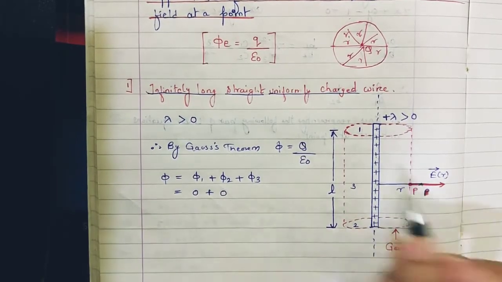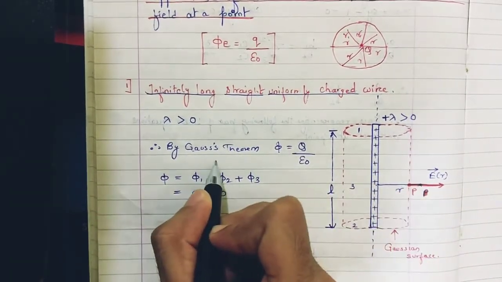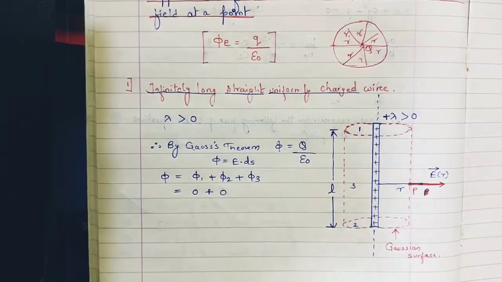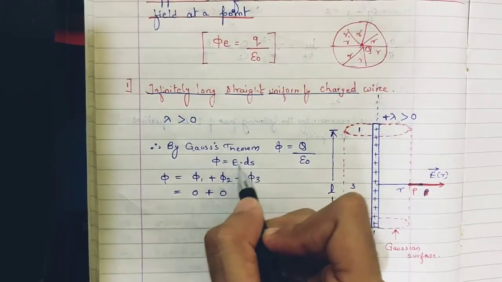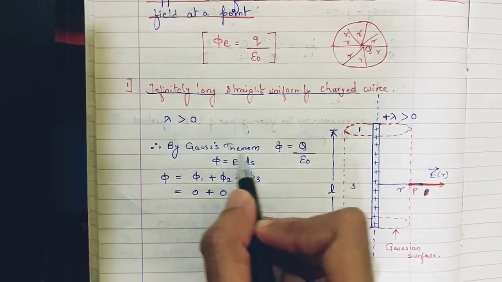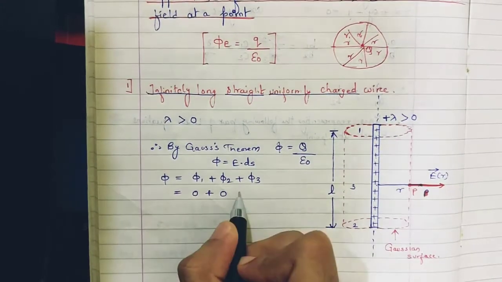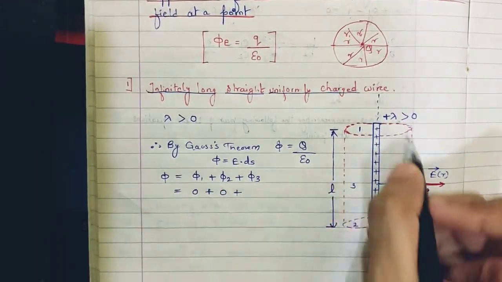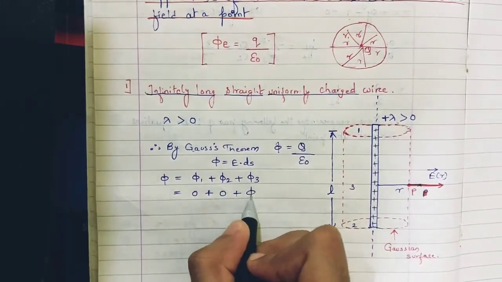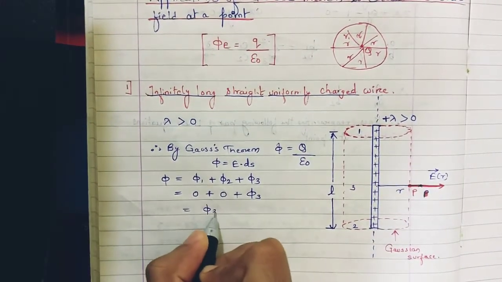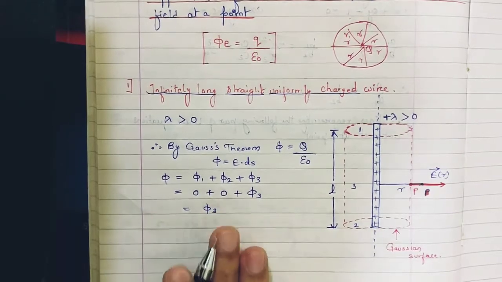Why? Because what is the formula for flux? The formula for flux phi is E dot delta S by the definition. So since E is equal to 0, the flux will also be equal to 0 through these two surfaces. So the total flux coming out from this Gaussian surface will only be because of surface 3, so it is going to be phi 3. Let us find out phi 3 now.